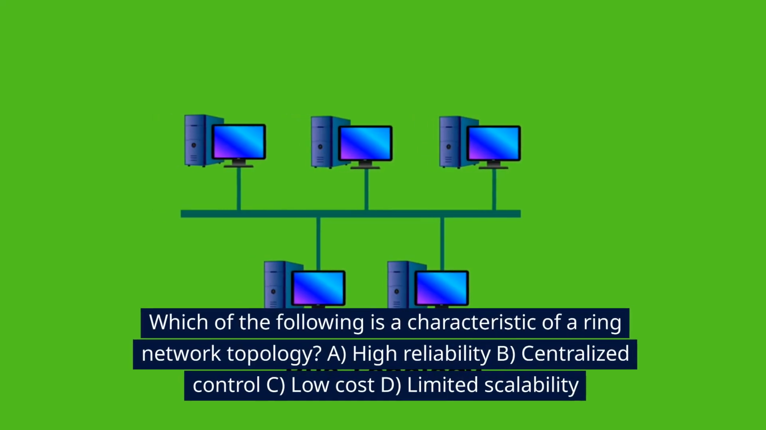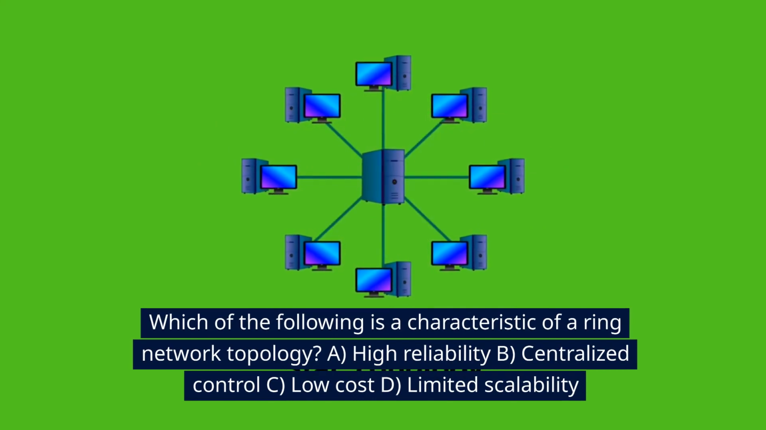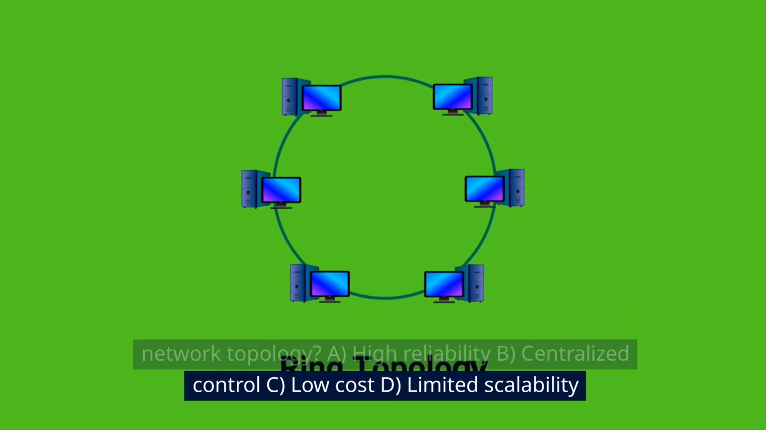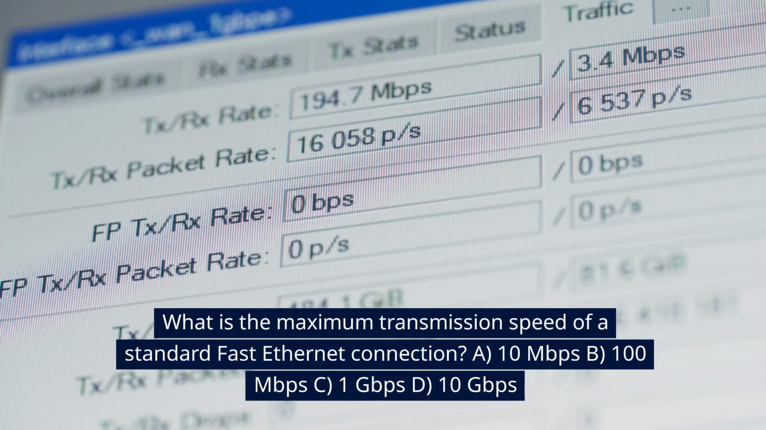Which of the following is a characteristic of a ring network topology? A. High reliability. B. Centralized control. C. Low cost. D. Limited scalability. Answer: D. Limited scalability.